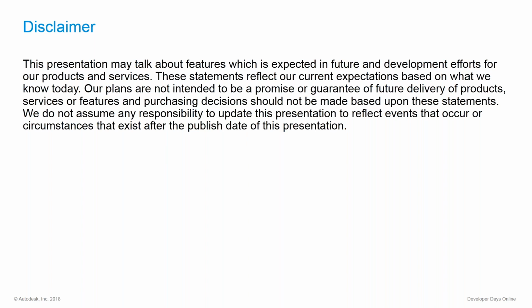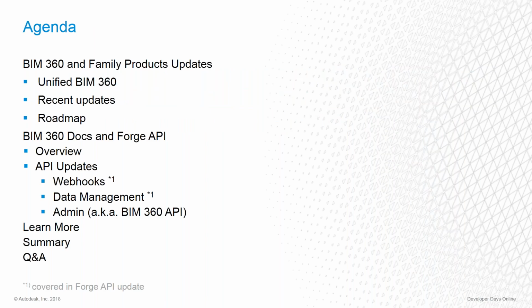So today's agenda, I will start from the BIM360 and family product updates. We've been talking about the unified BIM360, and I will tell you where we are as of today. We'll also touch upon recent updates, and we'll be talking about the roadmap. Following that, I will talk about BIM360 docs and Forge APIs.